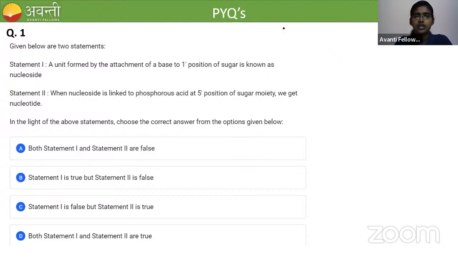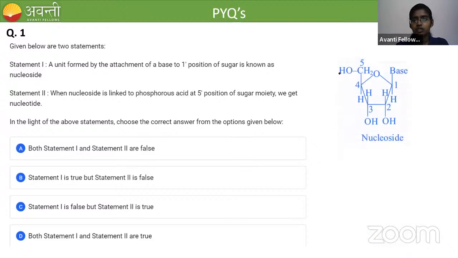And what is the answer for this question? Option B. Statement 1 is true, but statement 2 is false. Yes, you are correct. Statement 1 is true and statement 2 is false. Why is statement 2 false? You can see the nucleoside on the screen here. So here the base is attached to the 1 prime position of the sugar molecule.